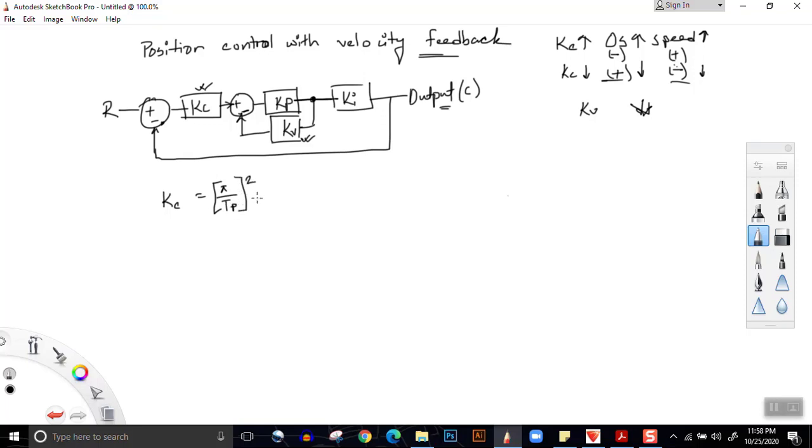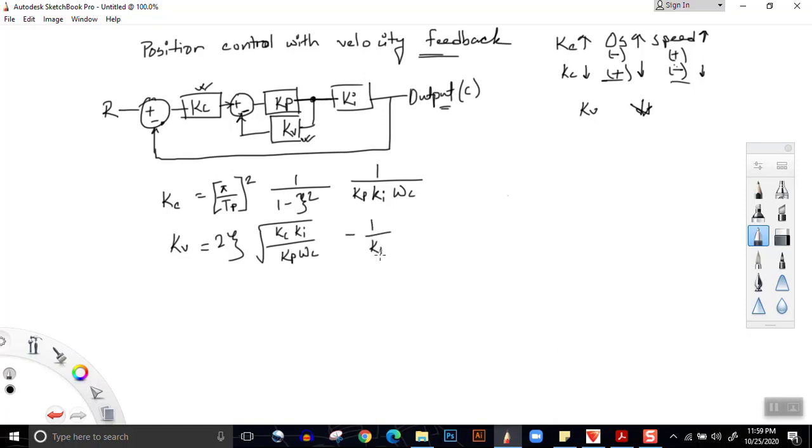Kc is equal to (pi by Tp) whole square, where Tp is the time of peak, times 1 by (1 minus zeta square). If you remember, zeta is actually our damping constant. Then times 1 by Kp Ki omega c. Kp is the plant gain, Ki is the integrator gain, omega c is the break frequency. So this is constant, and zeta and Tp will actually depend on Kc and Kv. Now Kv is equal to 2 zeta root over Kc Ki divided by Kp omega c, minus 1 by Kp. So these are the formulas.